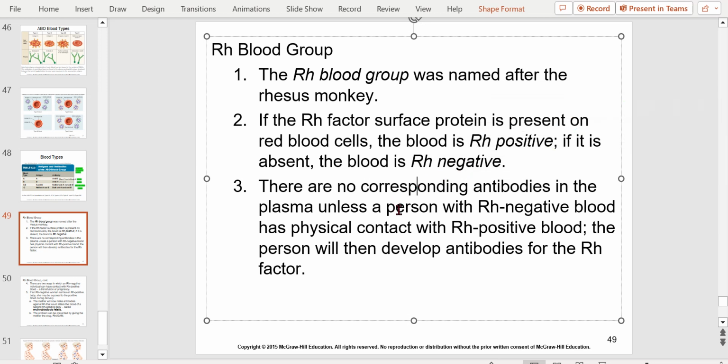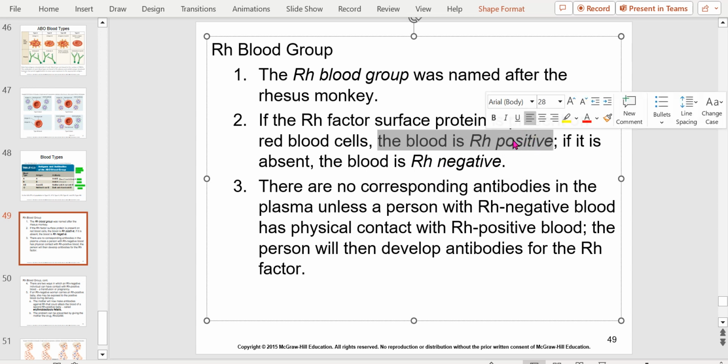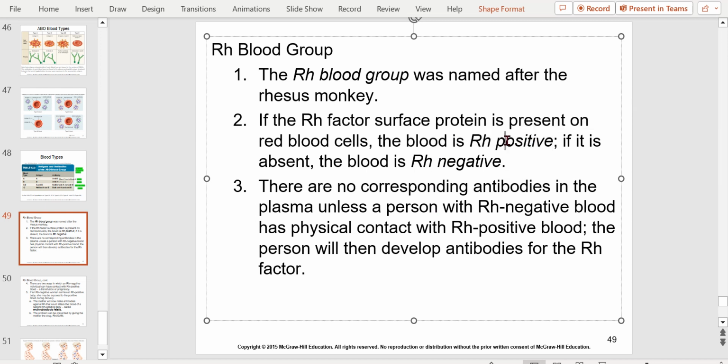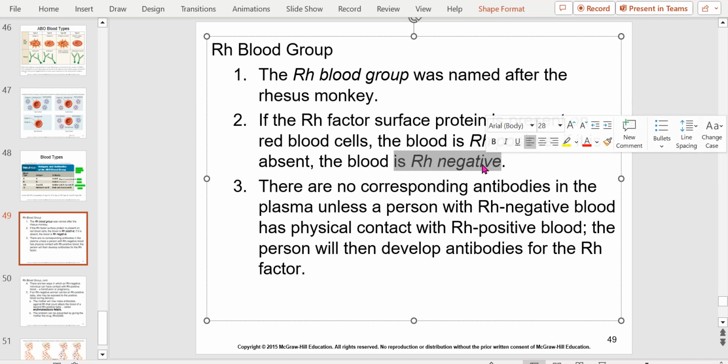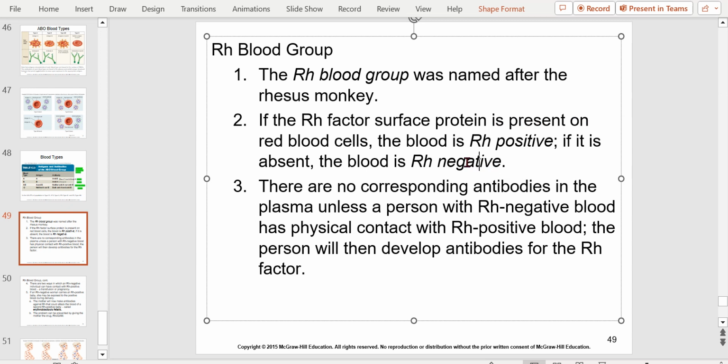There are no corresponding antibodies in the plasma unless a person with Rh negative blood has physical contact with Rh positive blood. The person will then develop antibodies for the Rh factor. So, if you're Rh positive, you have the glycoproteins, and you don't have the antibodies floating in the blood. If you're Rh negative, you don't have the glycoproteins, and you don't have the antibodies. But you can develop the antibodies by having contact with an Rh positive person.